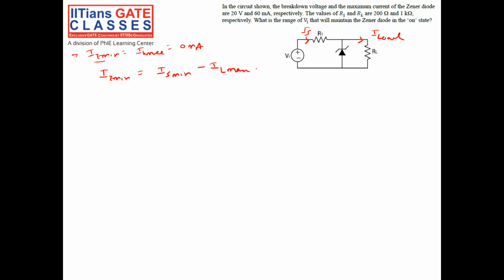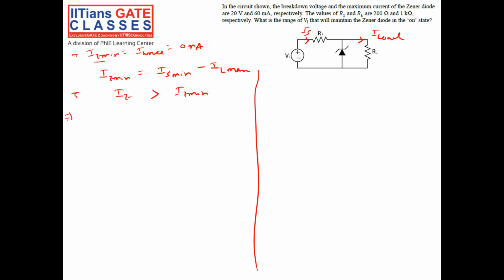I maximum, right? Because when the current in the Zener will be minimum, it is the case where source current is minimum and load current is maximum, so minimum minus maximum will give me my minimum current. Okay, this is the condition for minimum current. So Iz minimum is 0, right? So Iz should be greater than or equal to Iz minimum.